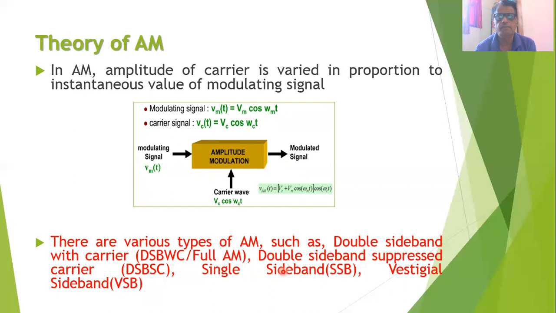But it is possible that you can suppress the carrier and obtain only sidebands. Such a type of AM is called double sideband suppressed carrier. It is also possible that you can get only one sideband instead of two sidebands, and such an AM is called single sideband AM or SSB AM. It is also possible that you can obtain only some part of the sideband, and such AM is called vestigial sideband or VSB AM. But in our paper, most of the time we'll be discussing the full AM only.